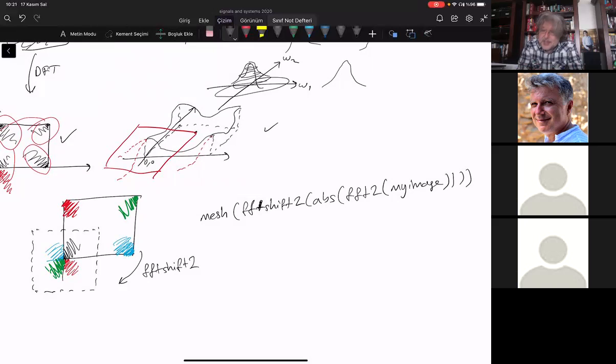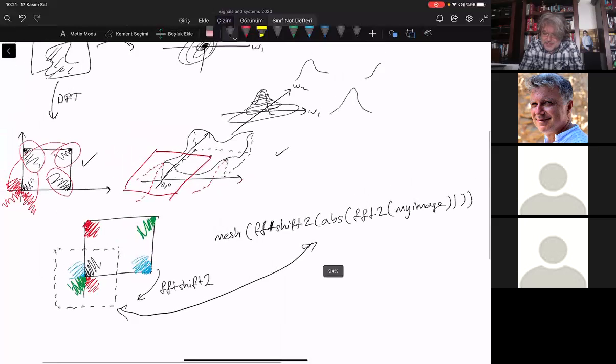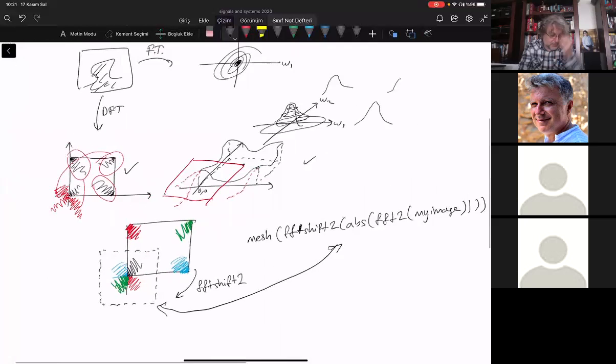You take its FFT in 2 dimensions, it's FFT2. It's just applying along the rows and the columns, a separable transform format. And you take the absolute value of it, and then you use fftshift2. That would give you the dashed shape. That's how you take the fast Fourier transform.